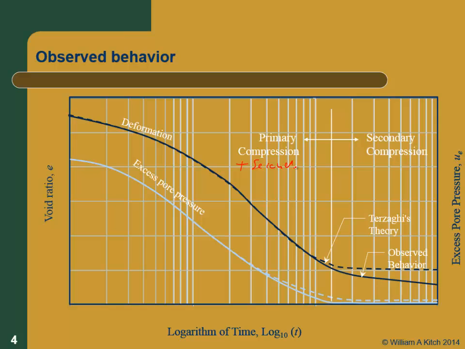So we can measure secondary compression by itself once we're sure that there's no excess pore pressure. But what's happening before then, we really can't separate the two. So what we hope is, on the left-hand side, that primary consolidation is dominating what's going on. If it is, and we can ignore the secondary compression, then we're okay.